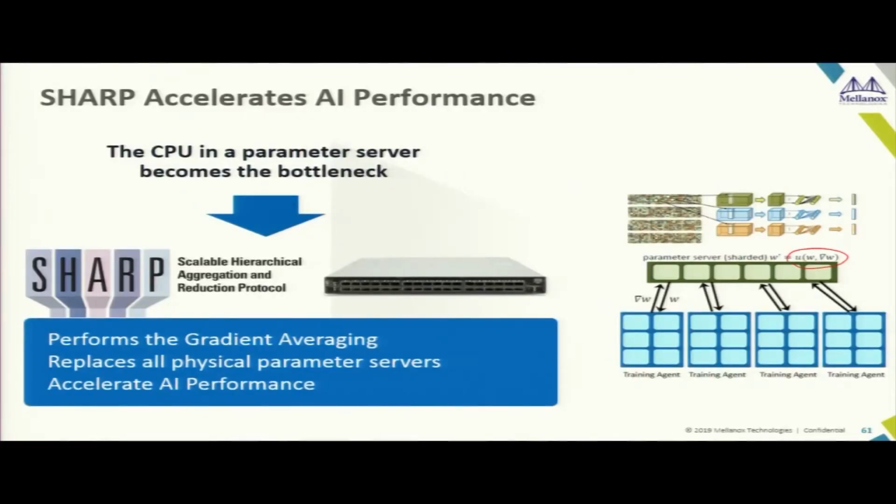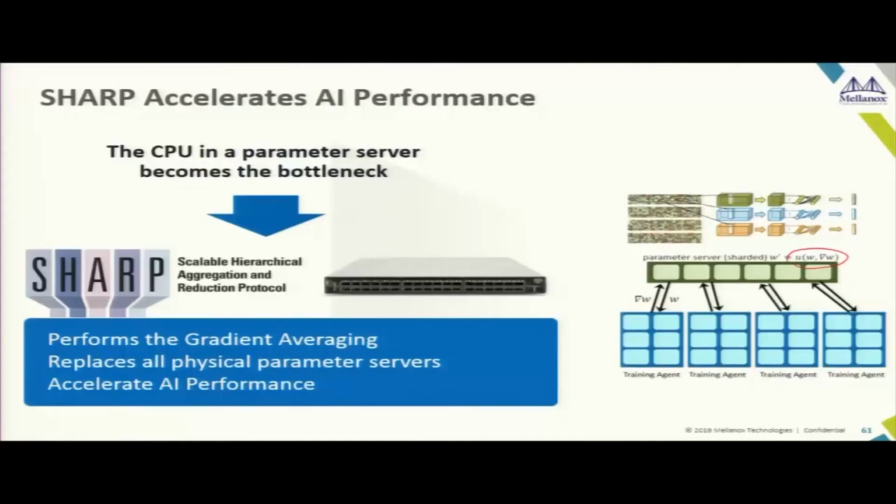The difference will be given to the parameter server. The parameter server will calculate new weights and distribute the weights back to the training agents. Okay? This operation is nothing but very similar to that reduction operation. Instead of this parameter server running as code in one of the servers, what if the switch itself was able to do that calculation of the differential weight and then give it back to the training agents? So now you have accelerated your machine learning.